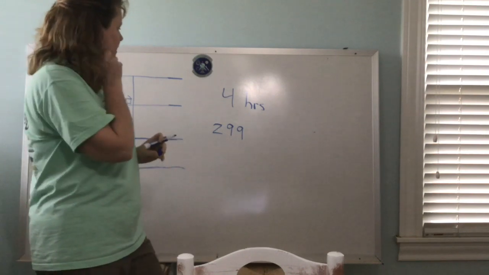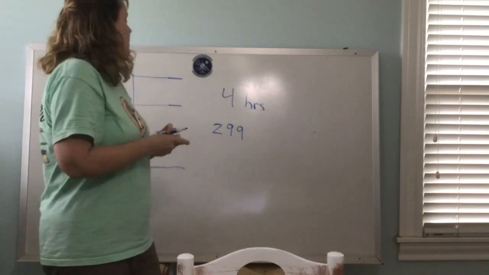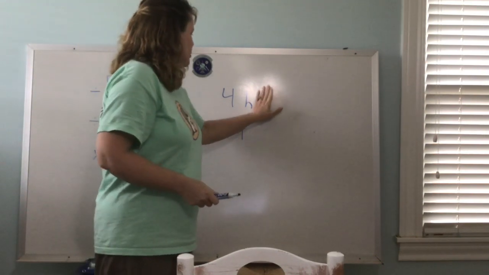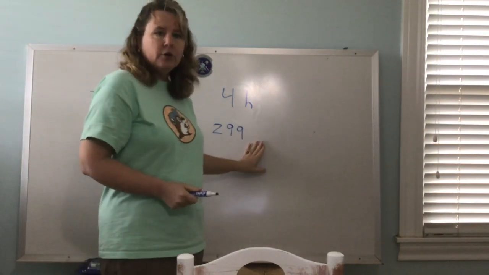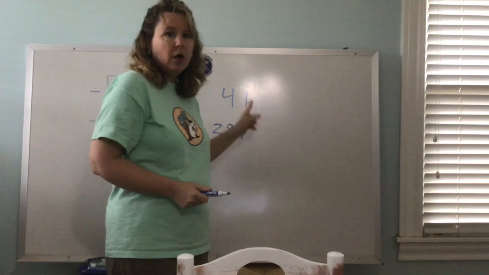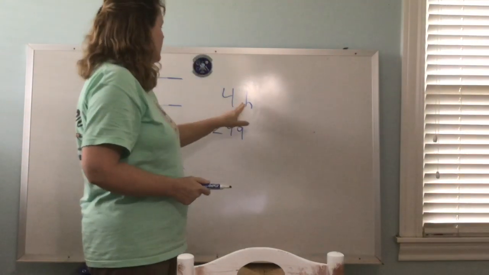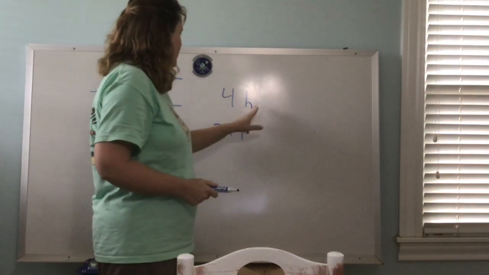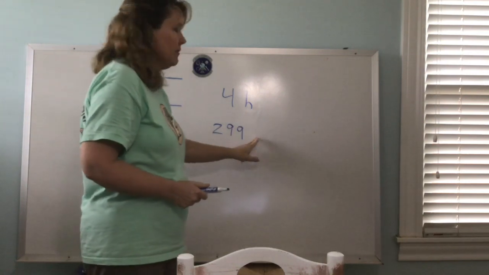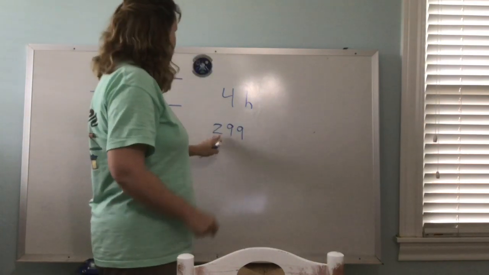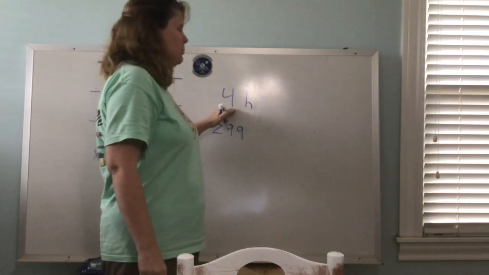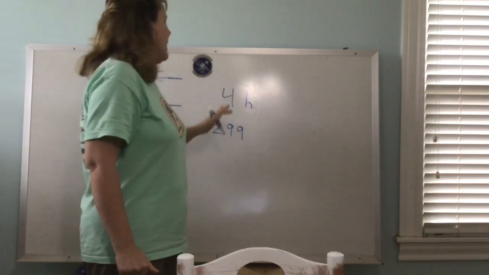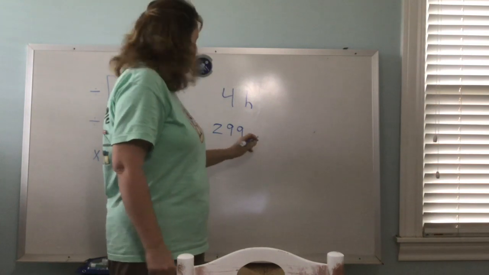Now sometimes you may see your student writing just an H for hours, which is fine, as long as the other label in the story problem doesn't also start with an H. So if they just want to use an H so they don't have to write as much, that's fine. Just make sure that this is not also an H. Okay, in this case, this was 299 kilometers. The ship traveled for 4 hours and it traveled 299 kilometers.